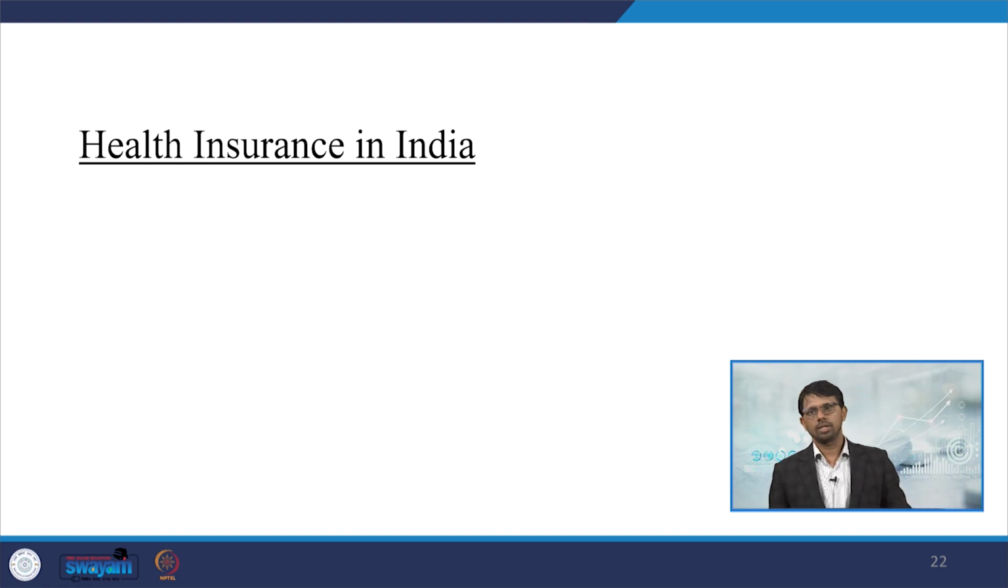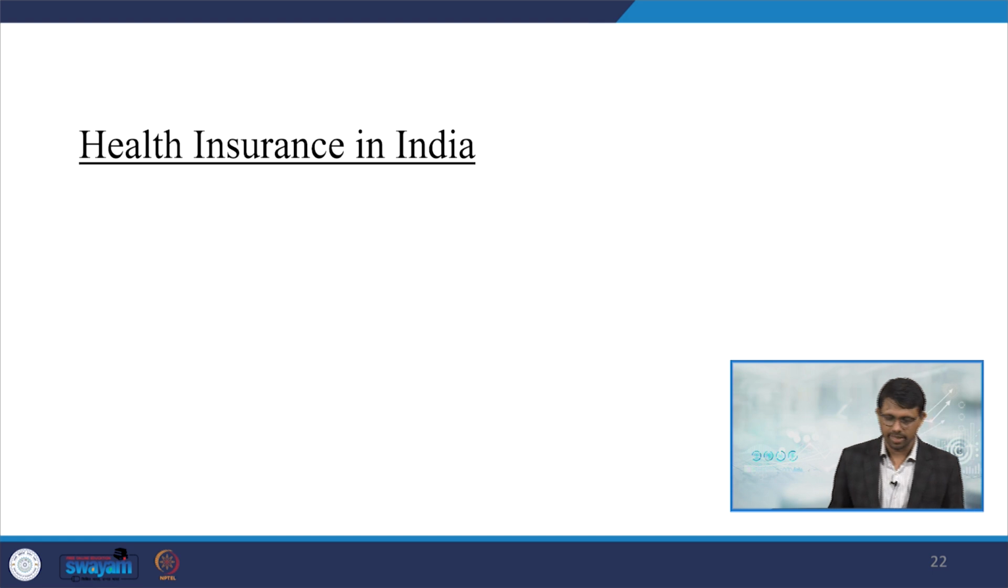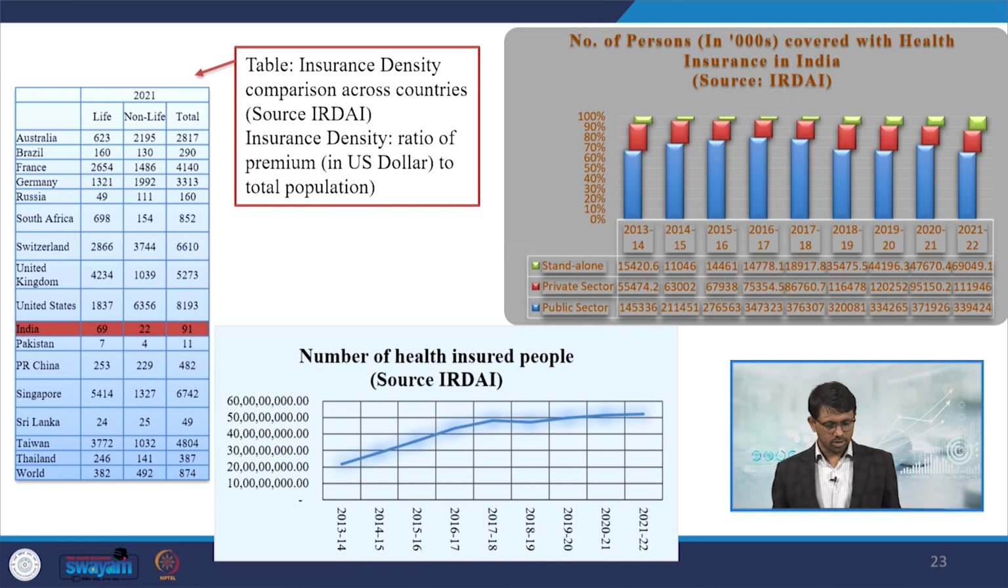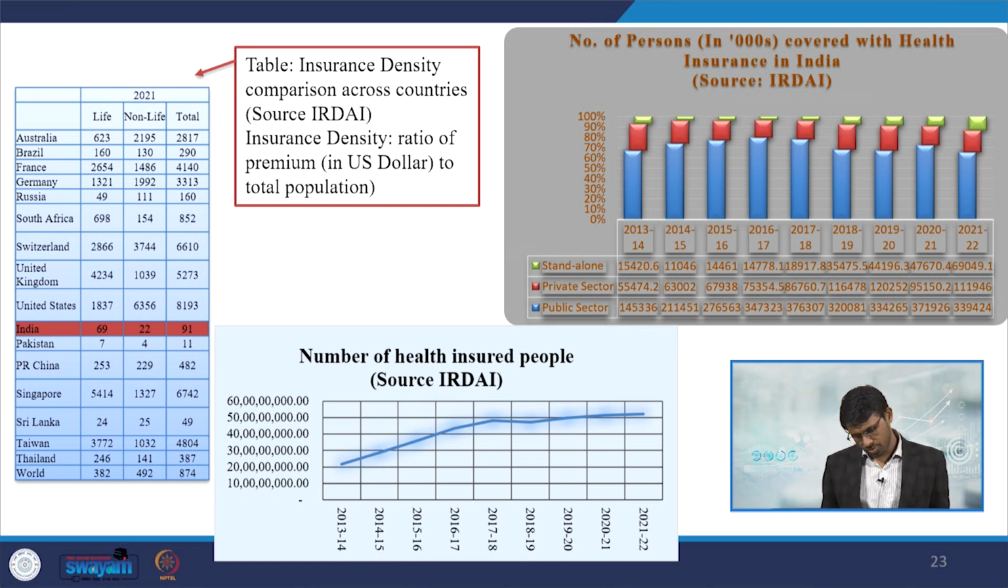Some figures I just want to mention about the health insurance market in India. We are taking the figures from the most authentic source, RSBY, where we discuss the insurance density comparison across countries. You can just see the highlighted India figure, and its density is much lower than other countries. The number of health insured persons as per the RSBY figure till 2021-22 is still not very impressive. It shows a rise from 2013-14, but it seems very stagnant in recent years.